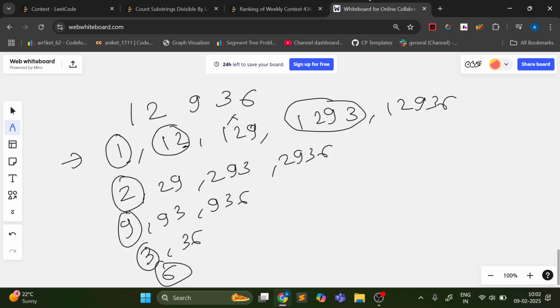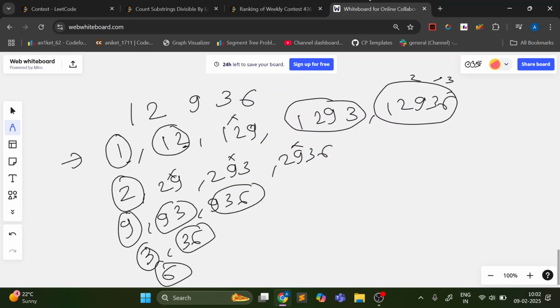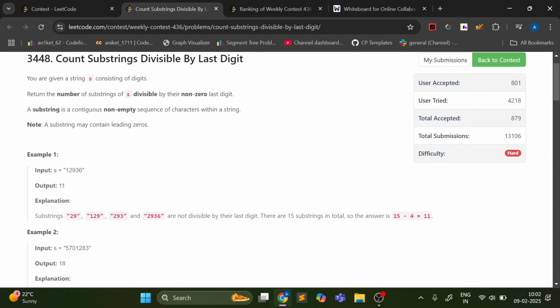So this is. Now this is divisible by 6. The divisibility test for 6 is that it should be divisible by 2 and it should be divisible by 3. 2 is satisfied because the last digit is 6, and for 3 the sum should be divisible by 3. So this is divisible by 6. 29 is not. 293 is also not. 2936, no. 93 is divisible by 3, yes, this is also true. And 36 is divisible by 6. So total 4 plus 1, 5, 5 plus 6, and the answer is 11.